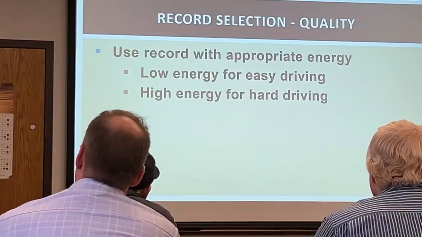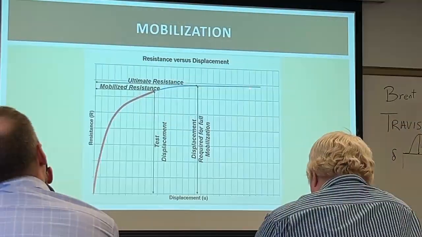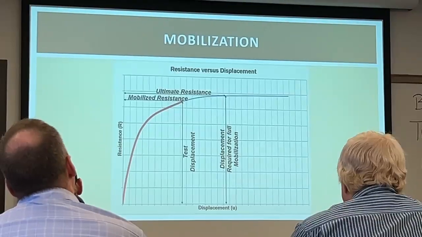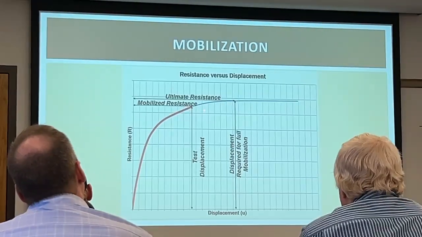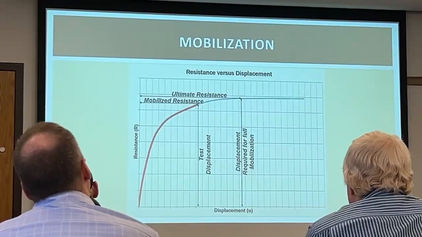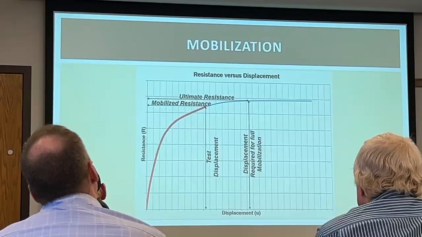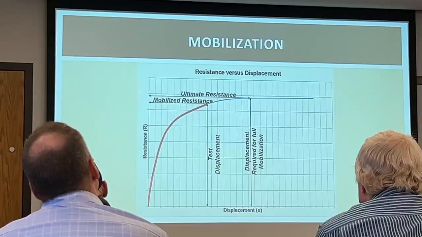When we select a record, we don't really know whether we're out here or not. If we don't move it enough dynamically, there's probably more to be had as well. And so making sure that we hit it hard enough to try to mobilize things makes a difference.